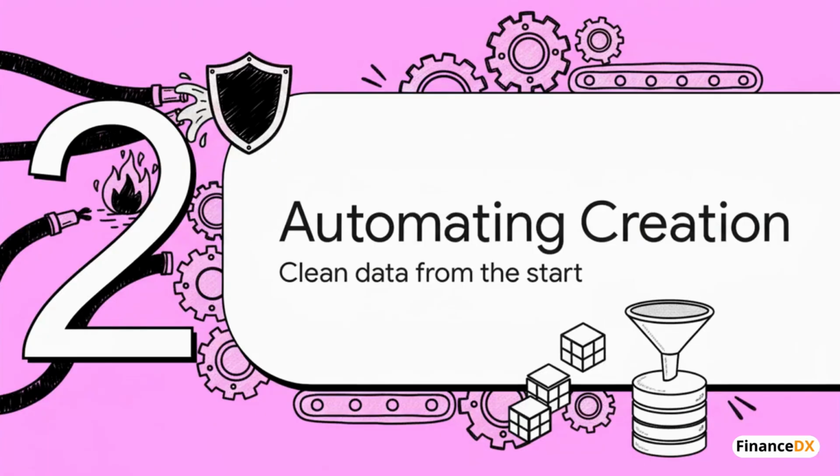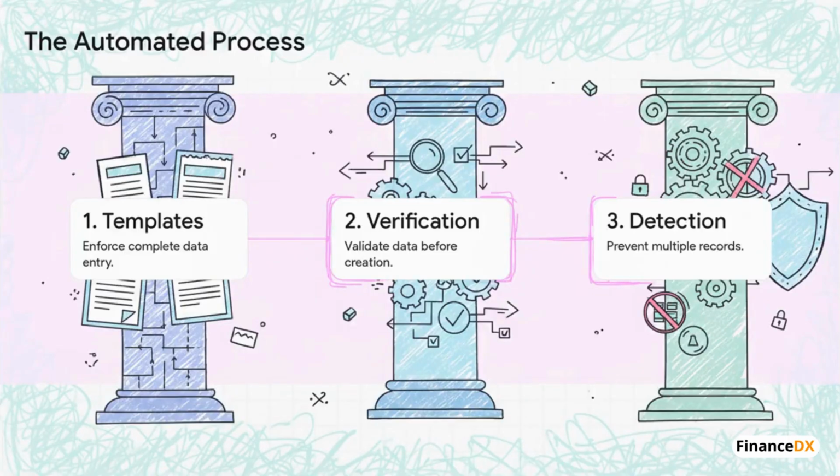Okay, so how do we actually fix this mess? We've got to stop firefighting and start preventing the fires in the first place. And that brings us to automating customer creation. It's all about building a solid foundation of clean data right from the get-go. An automated process really stands on three key pillars. First, using structured templates. Second, doing real-time data verification. And third, having automatic duplicate detection. Let's break each one down.